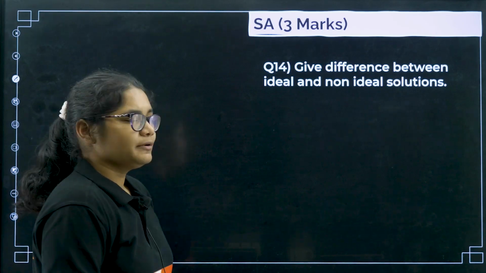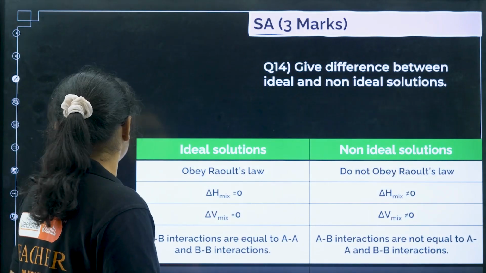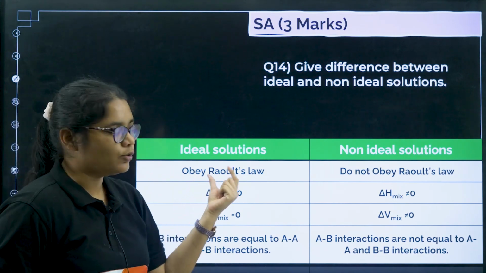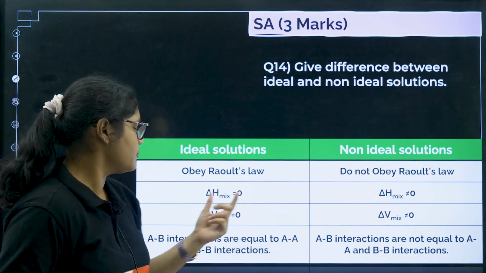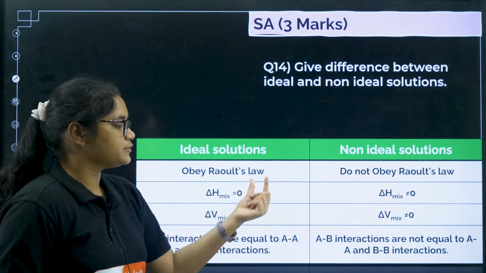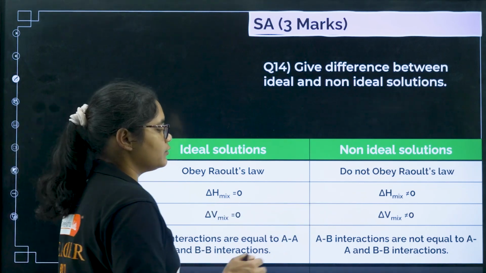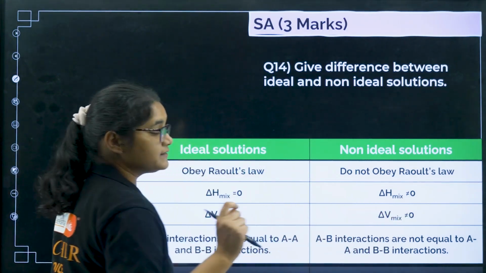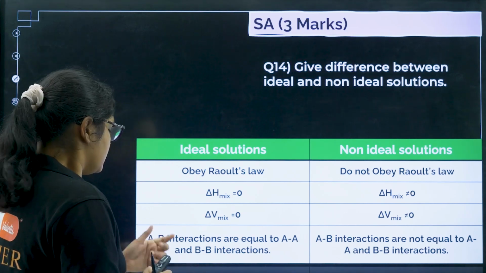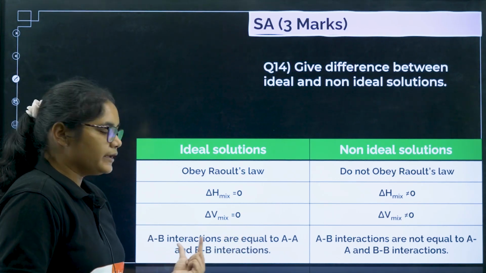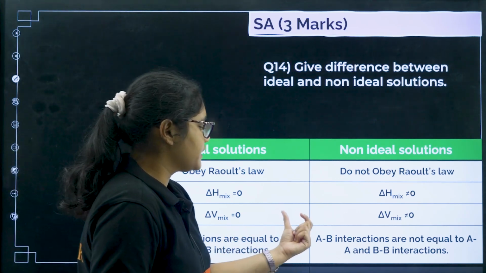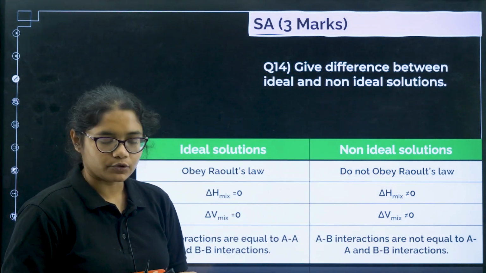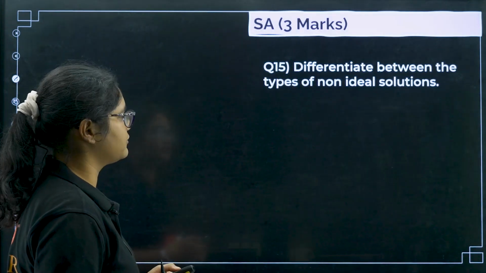Next, give the difference between an ideal solution and a non-ideal solution. Just 3 points you should remember. First, the definition: obeys Raoult's law, does not obey Raoult's law. Delta H mix is equal to 0, delta H mix is not equal to 0. Delta V mix is equal to 0, delta V mix is not equal to 0. AB interactions are equal to AA and BB interactions; AB interactions are not equal to AA and BB interactions. Next is question number 14.